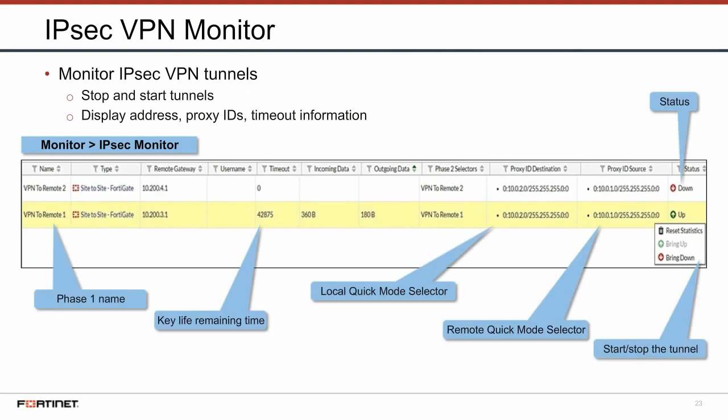On the GUI, there is a tool that you can use to monitor the status of your IPsec VPNs. Using this tool, you can see how much traffic has passed through each tunnel. You can also start and stop individual tunnels and get additional details. If the tunnel is up, a green arrow is displayed next to its name. If it is down or not in use, then a red arrow is displayed.